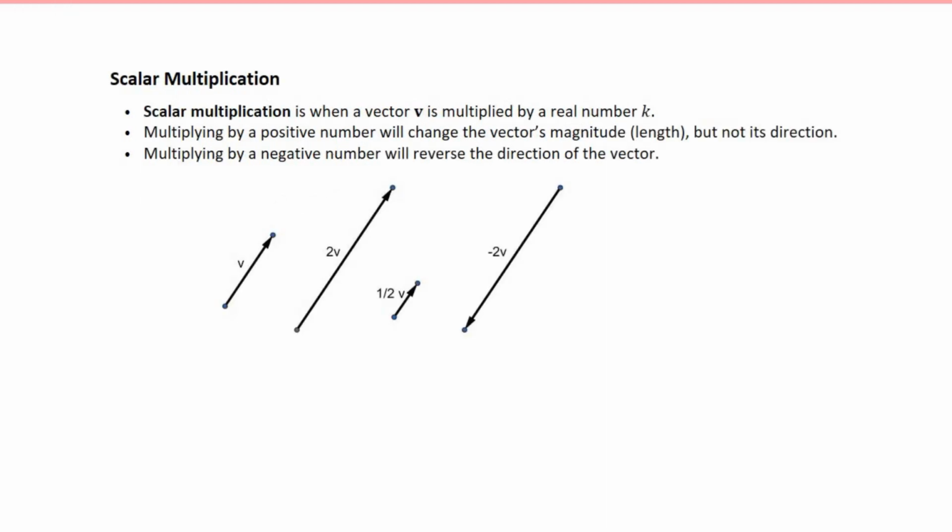Scalar multiplication is when a vector is multiplied by a real number. Multiplying by a positive number will change the vector's magnitude or the length, but not its direction. And multiplying by a negative number will reverse the direction of the vector. In my example that I have drawn here, I have vector v. And you can see vector 2v is twice the length of vector v. And we have vector 1/2 v. A negative 2 times v will have the same length as 2v, but the direction is just opposite.